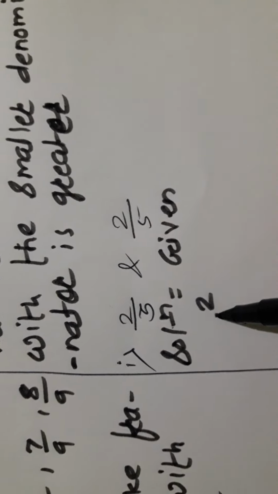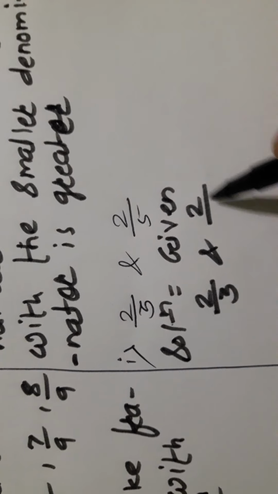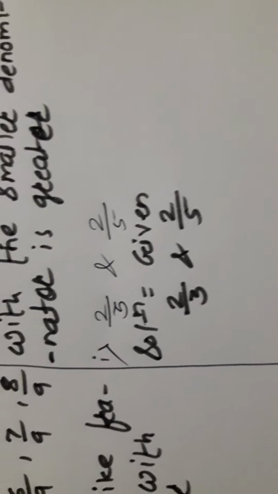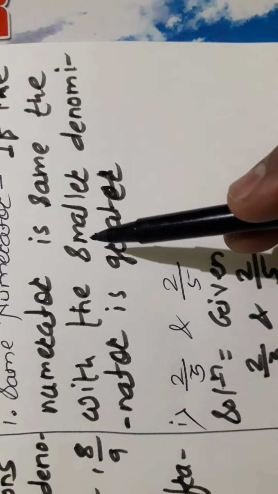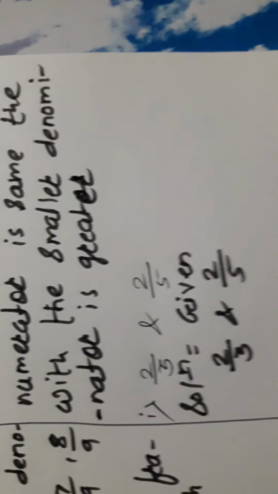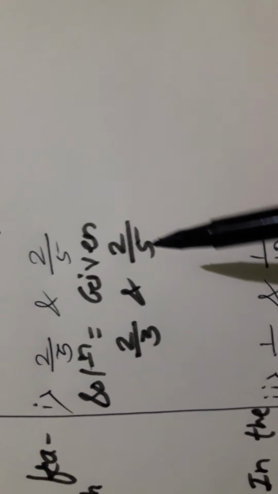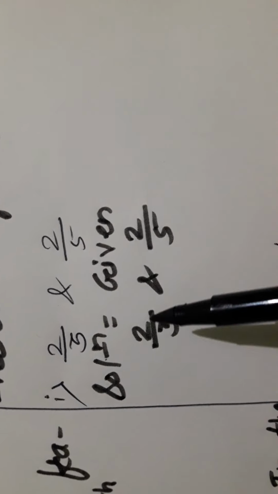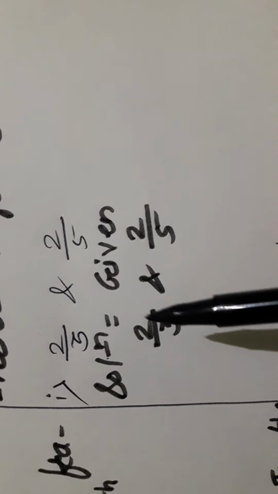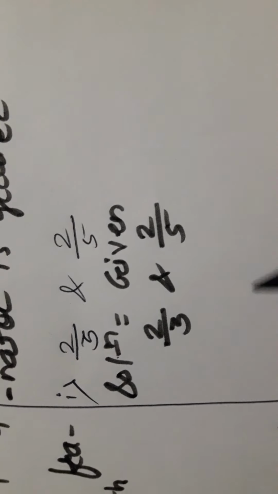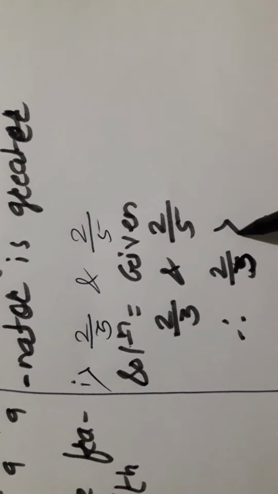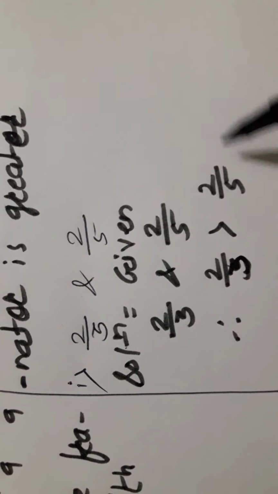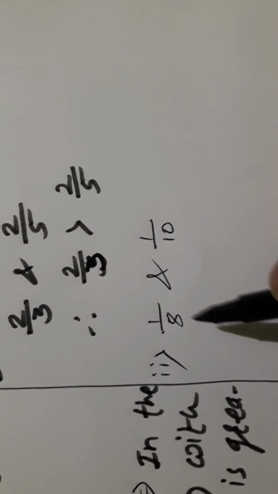Now see here, 2 upon 3 and 2 upon 5. Both are unlike fractions, but they have one thing in common, the same numerator. If the numerator is same, then the fraction whose denominator is smaller is greater. See here, 2 by 3, here 3 and here 5. The first fraction has the smaller denominator, so we write 2 by 3 is greater than 2 by 5. Is it clear?